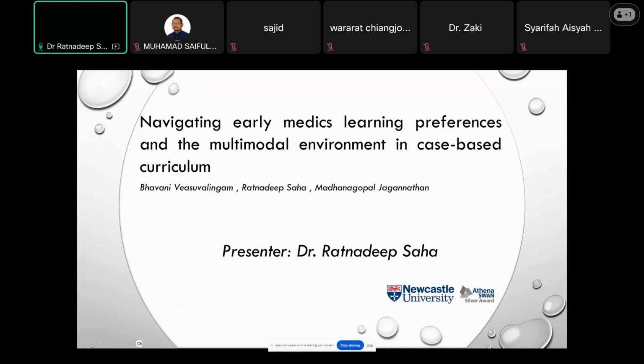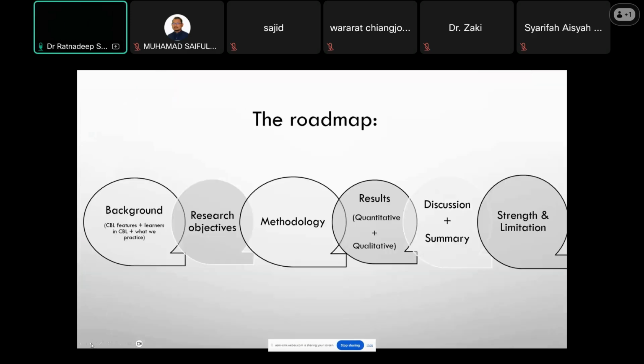Basically, this study will try to navigate the multimodal environment in a case-based curriculum in Malaysia in early medical students and their likely learning preferences while being exposed to that. So this is the roadmap which I will try to go through in these next hour or so.